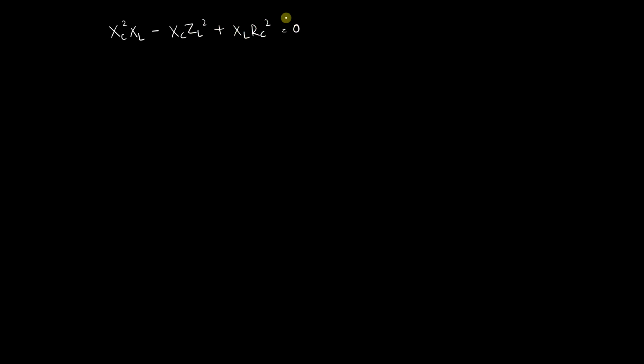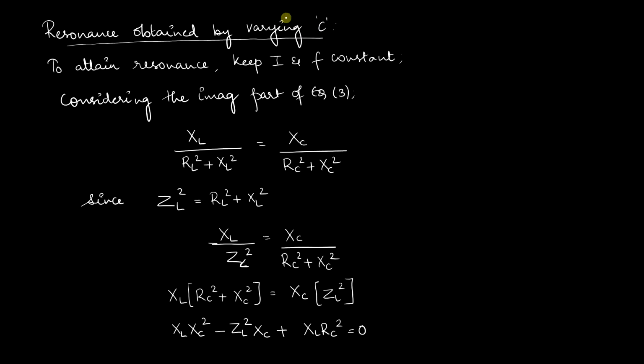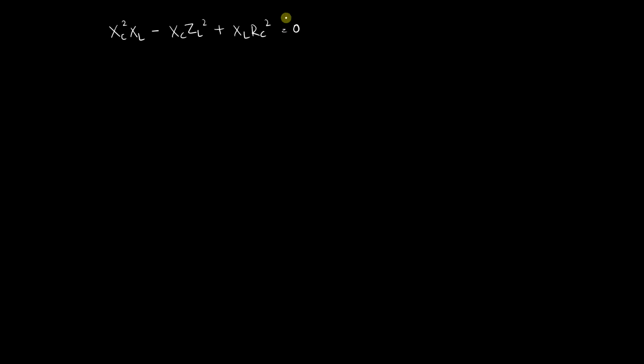I've just repeated it here in the next slide. Okay, so it's the same thing that you have here. What is A and what is B? A is XL, B is minus ZL square, and C is equal to XL into RC square. So solving this quadratic equation for the capacitor means you have to consider XC.